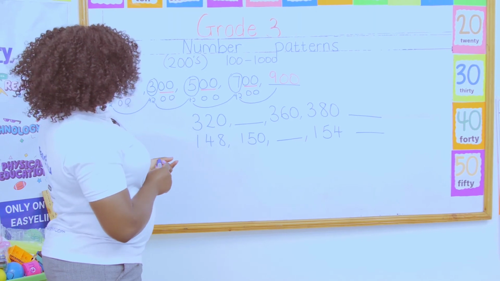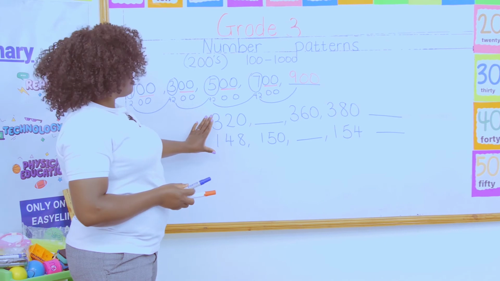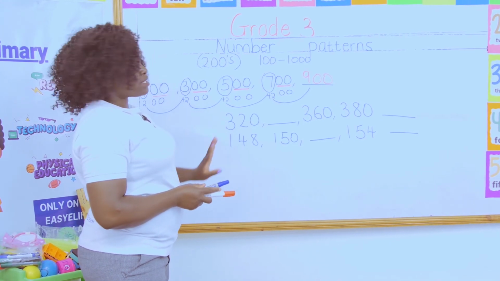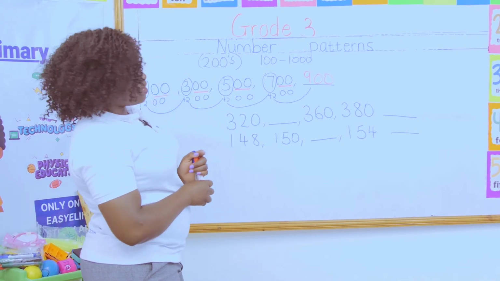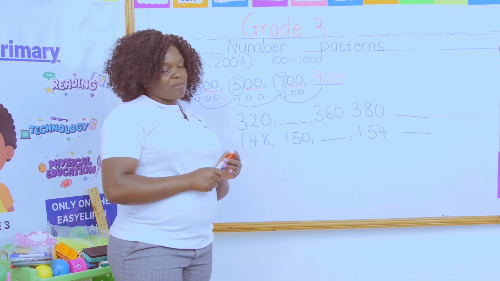So during your own free time, with the help of your guardians or parents, I want to see people filling in the missing numbers. Is that okay? Should we continue? Any question, any problem?